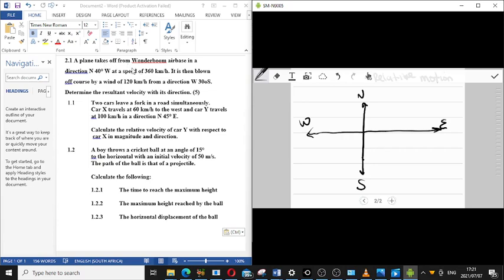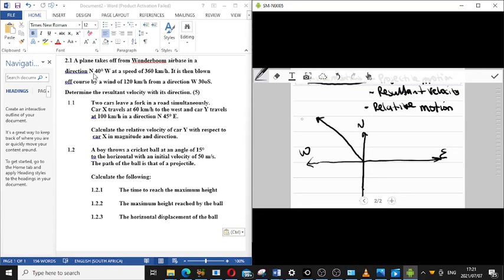It is saying there's a plane which is moving in the direction of north 40 degrees west. So north 40 degrees west, this is the plane which is going in this direction, and it's moving at a speed of 360. This is the 40 degrees angle. From north to west it's 90 degrees, so this angle is 50 degrees.